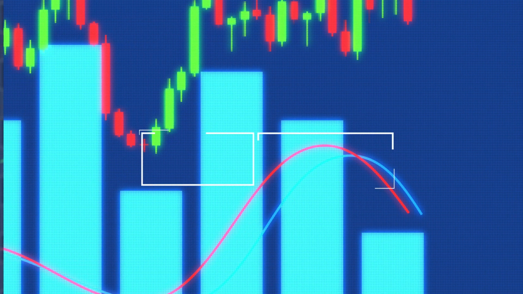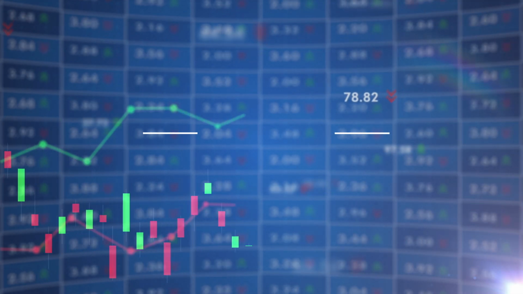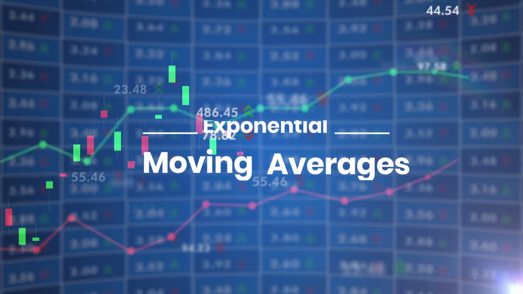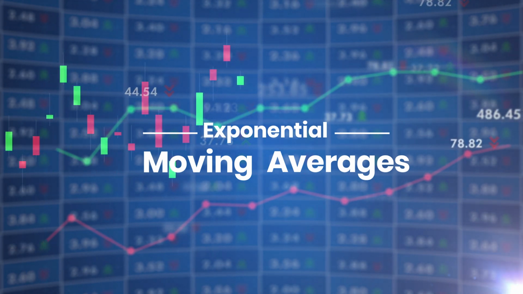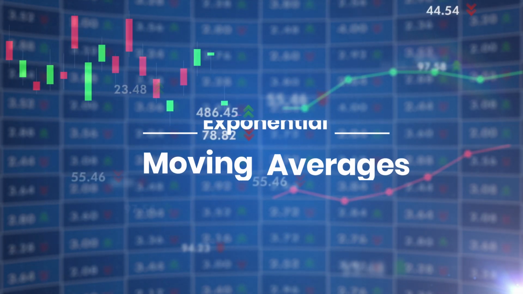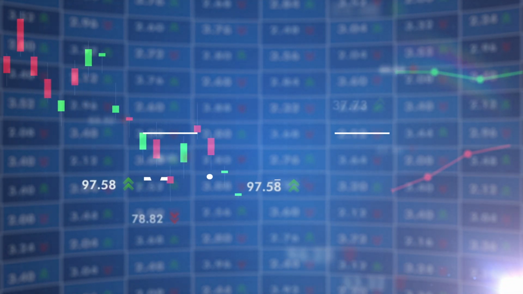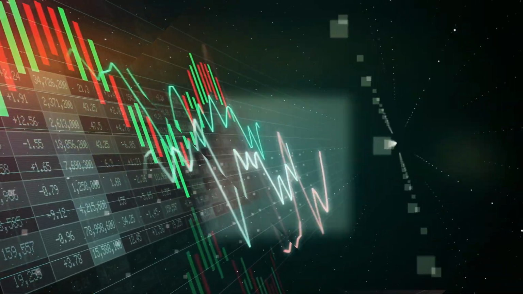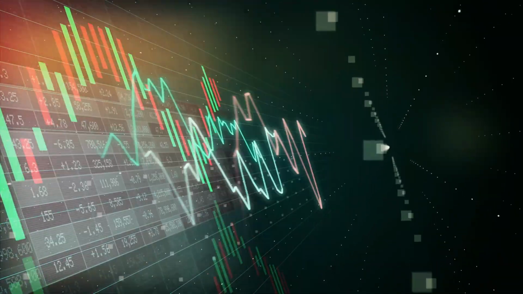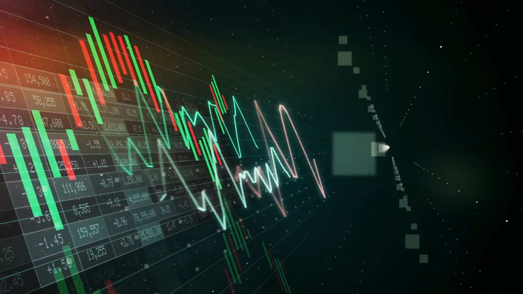EMA, exponential moving average. The EMA assigns more weight to the most recent price points, making it more responsive and reactive to new price trends. This is critical in fast-moving markets like crypto, where price can move sharply in a short amount of time. One of the most commonly used signals from MACD is the crossover between the MACD line and the signal line. Let's take a deeper look at how to use this powerful tool.